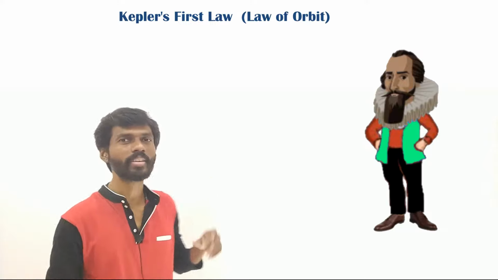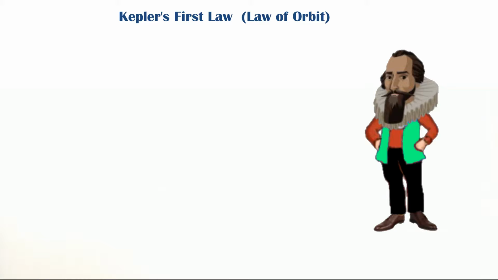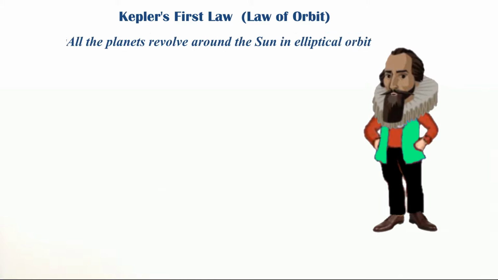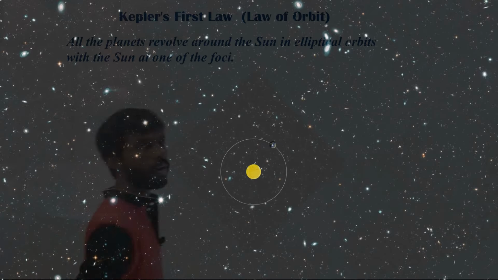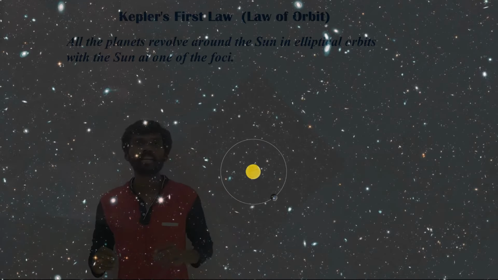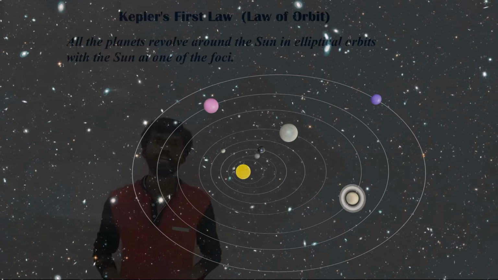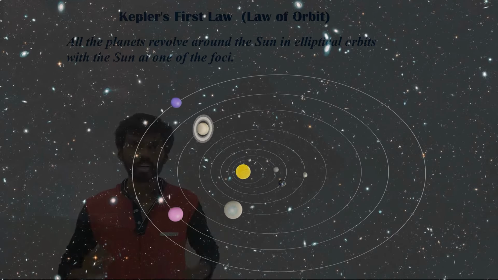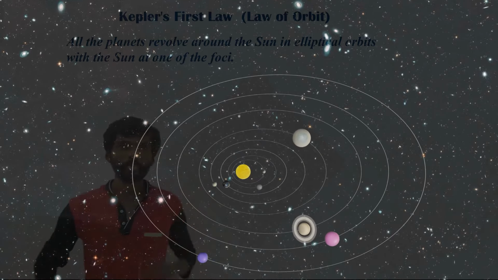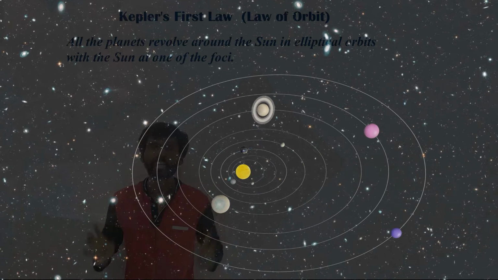So Kepler's first law, also called the law of orbit, is given by: all the planets revolve around the Sun in elliptical orbits with the Sun at one of the foci. Even if it is circular for some planets, we will still consider that to be a particular case of an ellipse only. So the orbit of any planet is elliptical in shape.